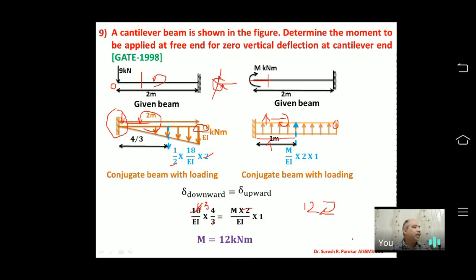I have to apply it in clockwise direction. And then we are going to get 0 displacement at cantilever end. In the same fashion, we have the next problem, and then we will stop.